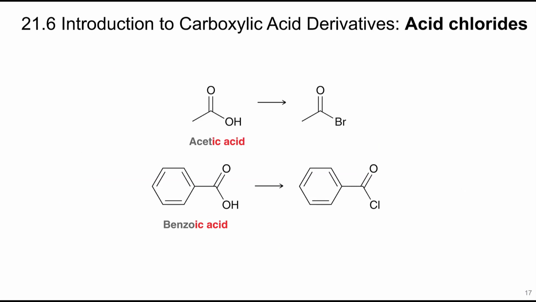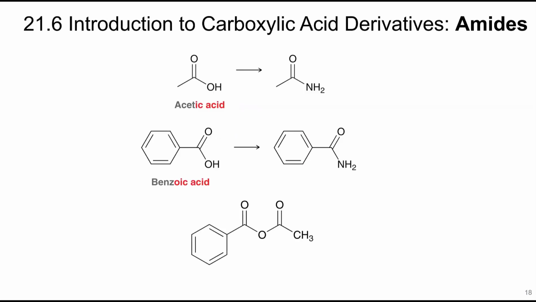Acid chlorides are named similarly to the carboxylic acid. Acetic acid, if you swap it out with a bromine, becomes acetyl bromide. Benzoic acid becomes benzoyl chloride. For naming amides, you have acetic acid. That one becomes acetamide. Benzoic acid becomes benzamide.